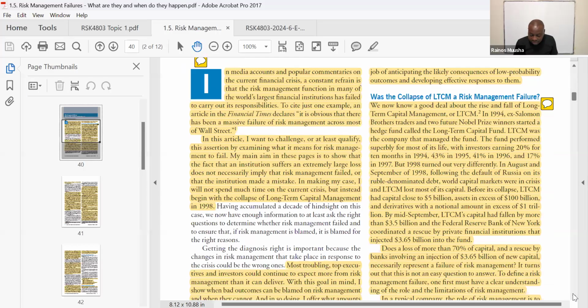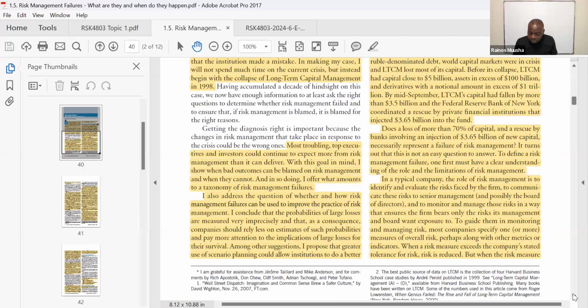So, does a loss of more than 70% of capital and a rescue by banks involving an injection of 3.65 billion of new capital necessarily represent a failure of risk management? It turns out that this is not an easy question to answer.